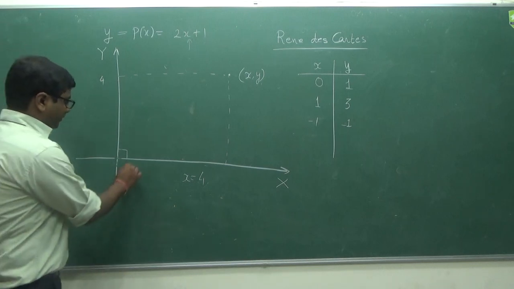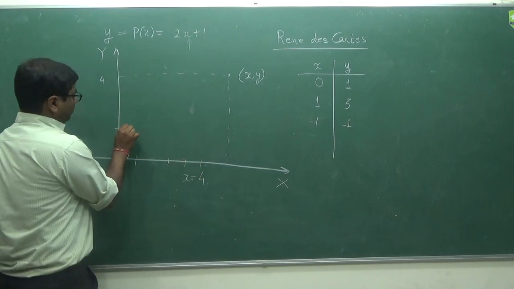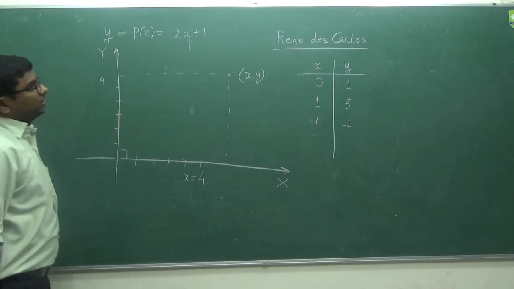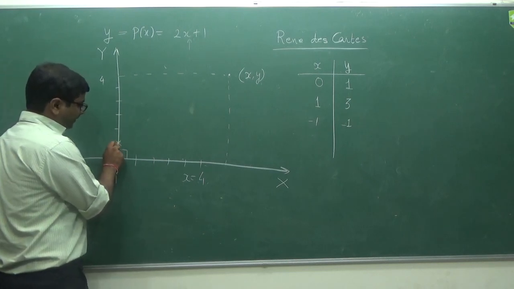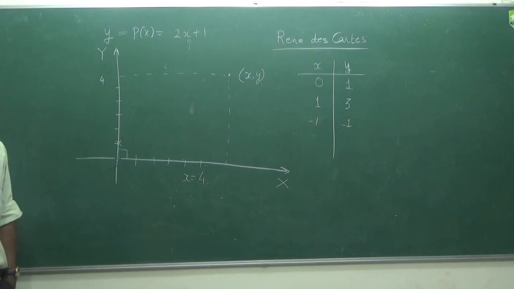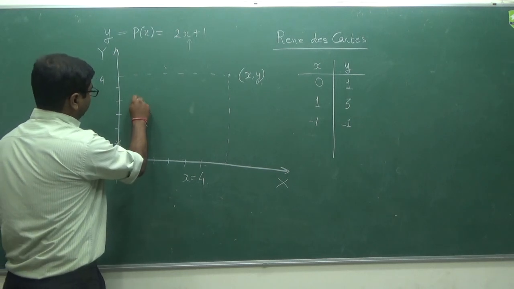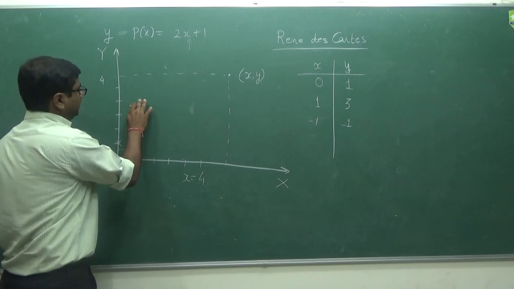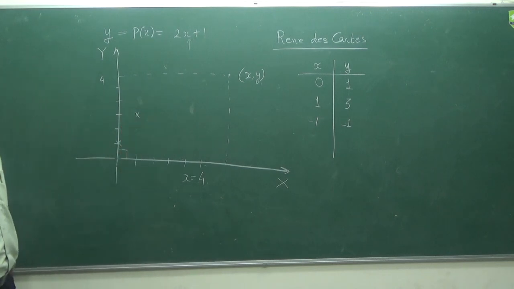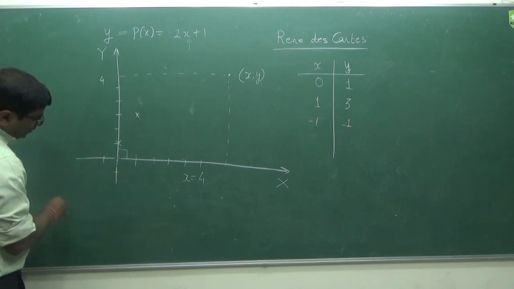Let us say this is 1, 2, 3, 4, 5 and 1, 2, 3, 4, 5. So 0, 1, where will it be? This is 0, 1. Correct? Did I plot it correctly? Now, 1, 2, 3. So that is 4. Oh, sorry, this is the third one. Then minus 1 comma minus 1. So this is minus 1, this is minus 1.